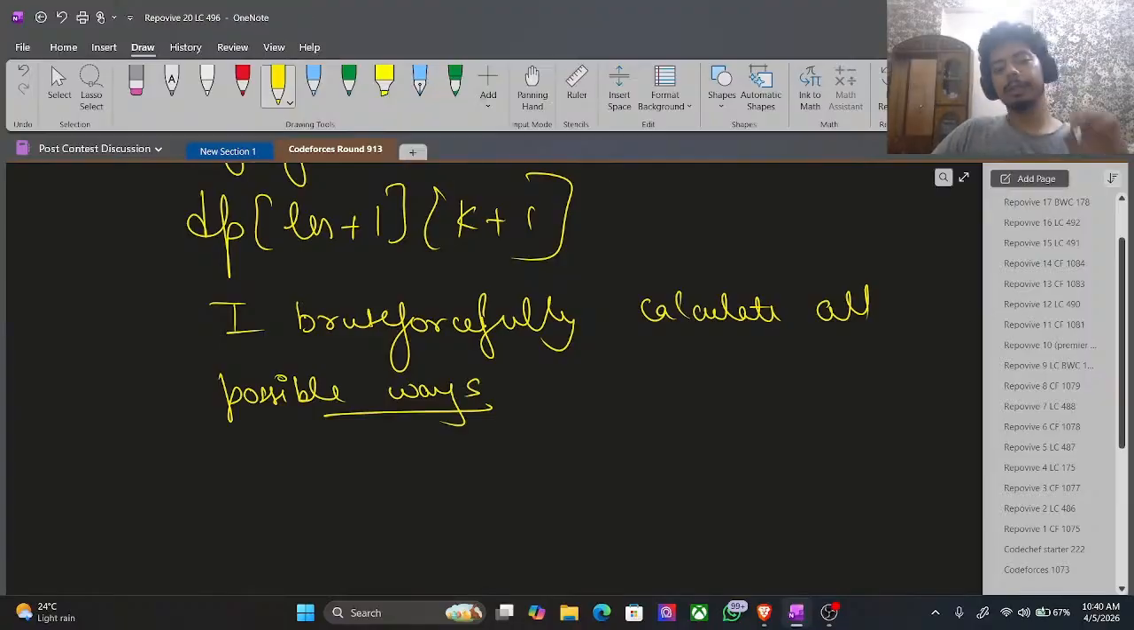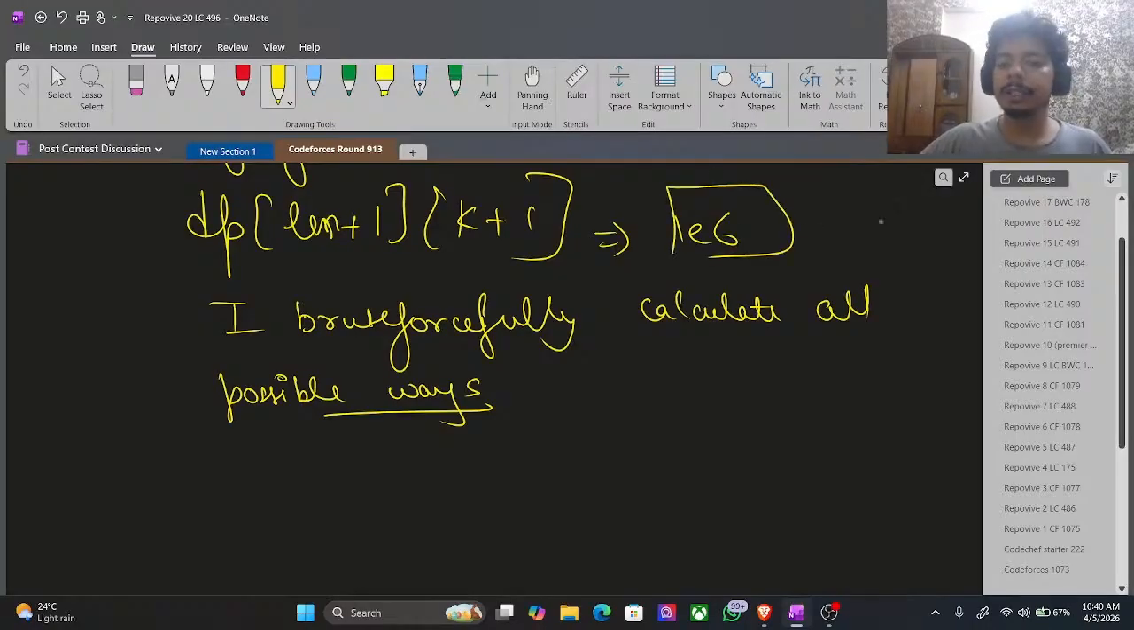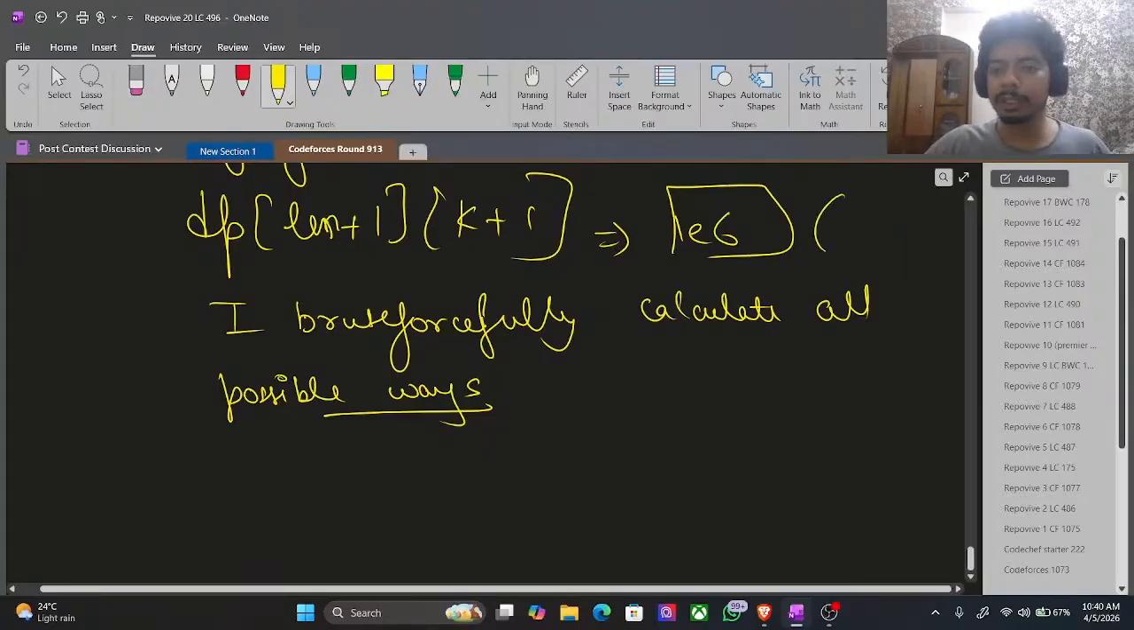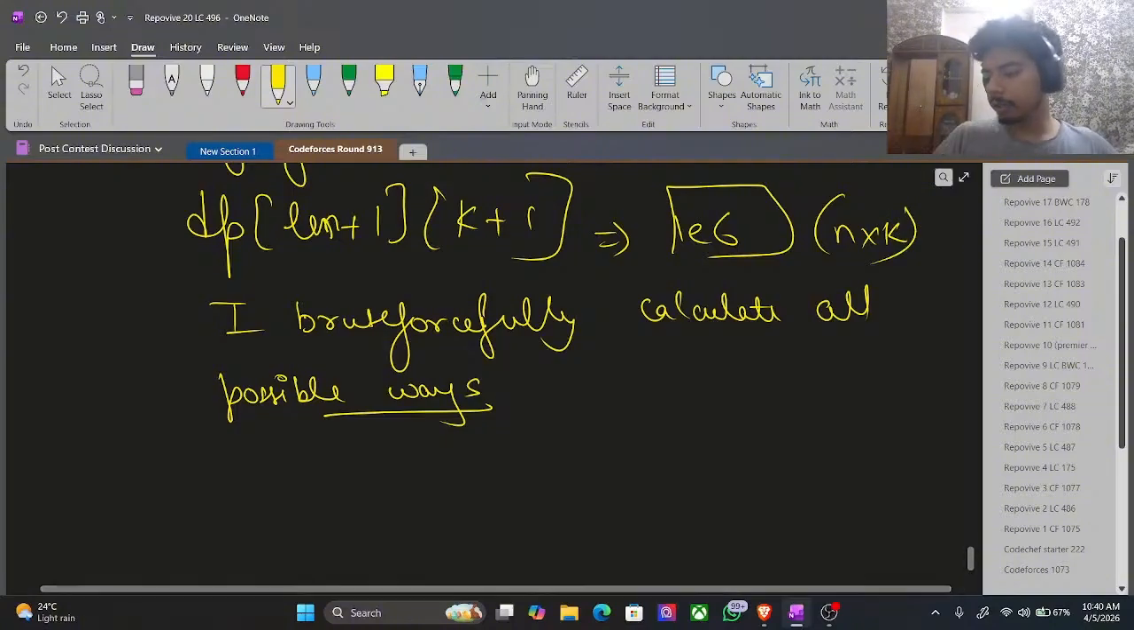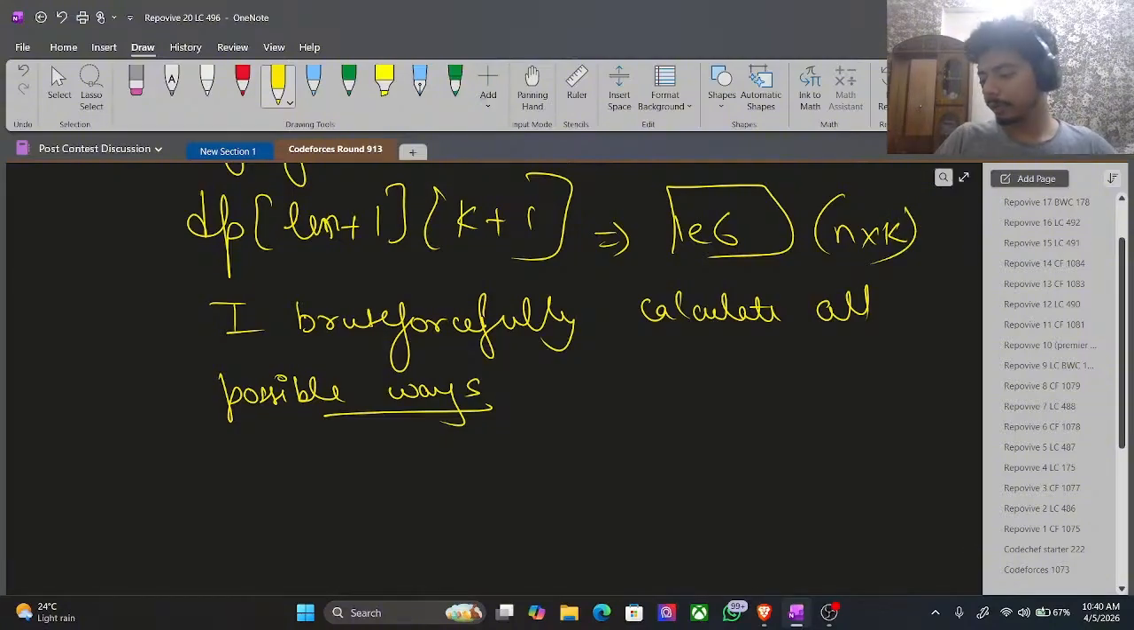Yes or no? Can I do this? Is everything clear till here? I can make a DP of length plus 1 by k plus 1 to brute-force calculate all the possible ways, and I will get my answer in order n times k complexity, not n squared. Is this clear or not? Only three guys are watching, no problem. Everyone left. Is this clear or no?